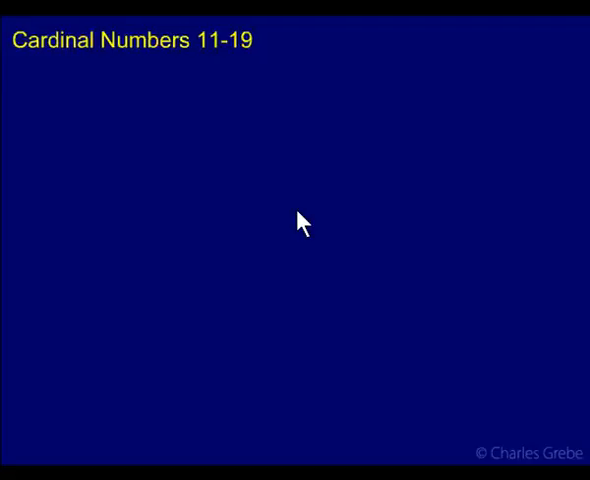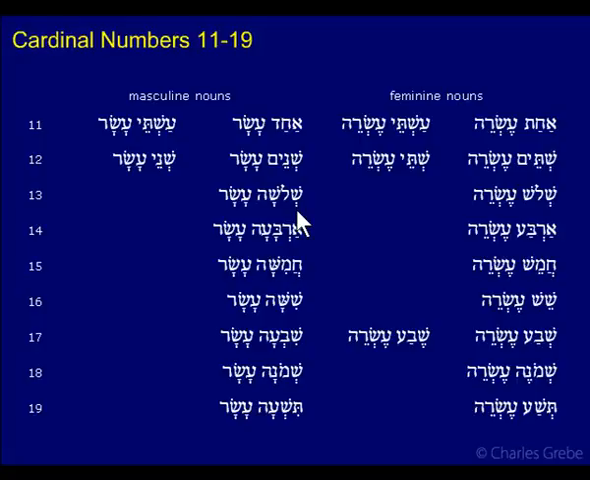Cardinal numbers 11 through 19. Let's now look at these numbers, the teens, the rebellious teens. Well, they're not that bad. Okay, a few things we need to say here. I guess the first thing I should say is that these columns here are labeled a little differently than what we've seen before.